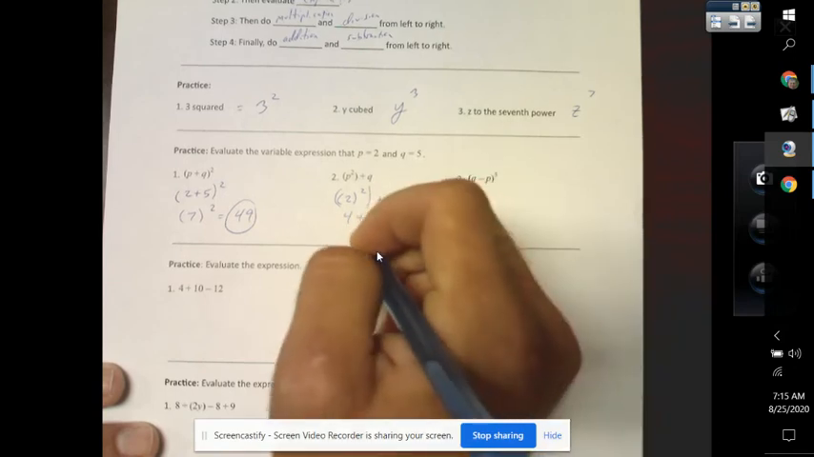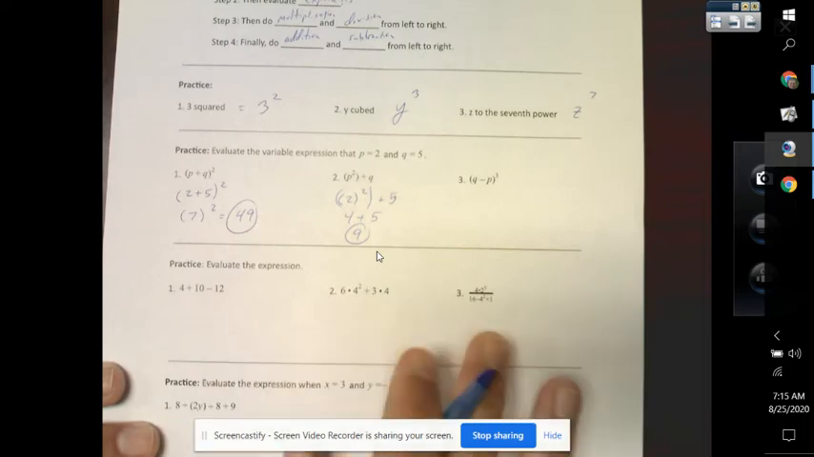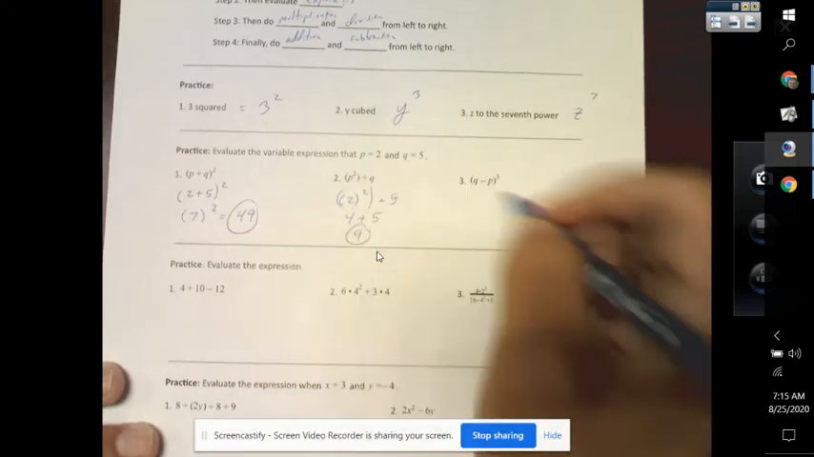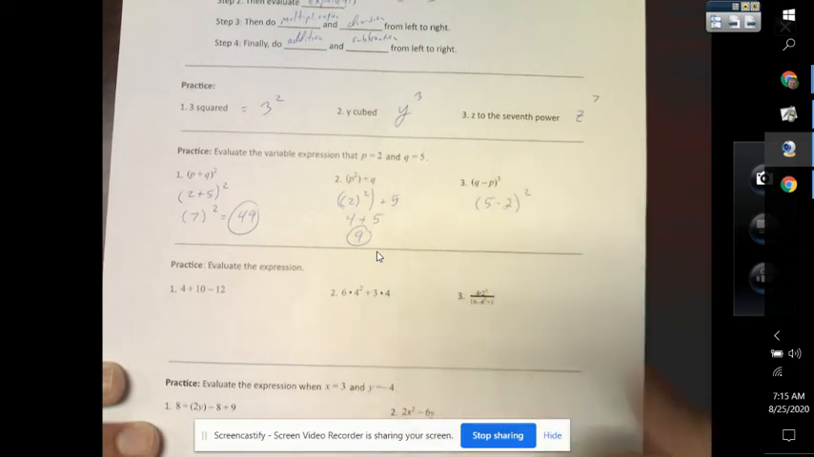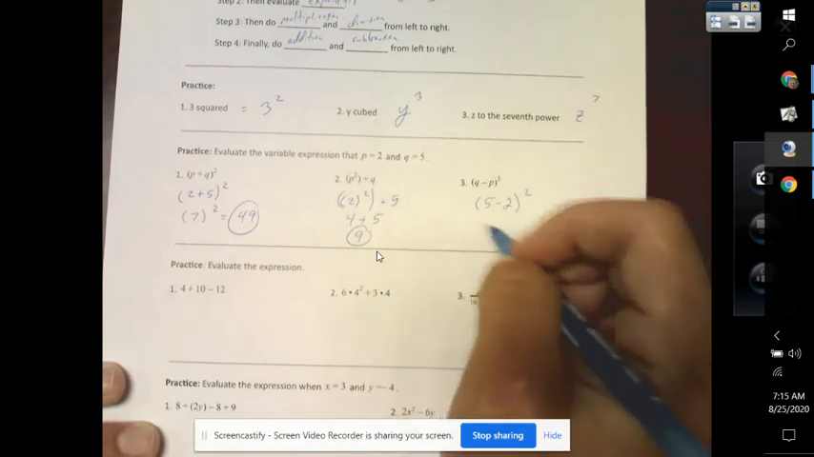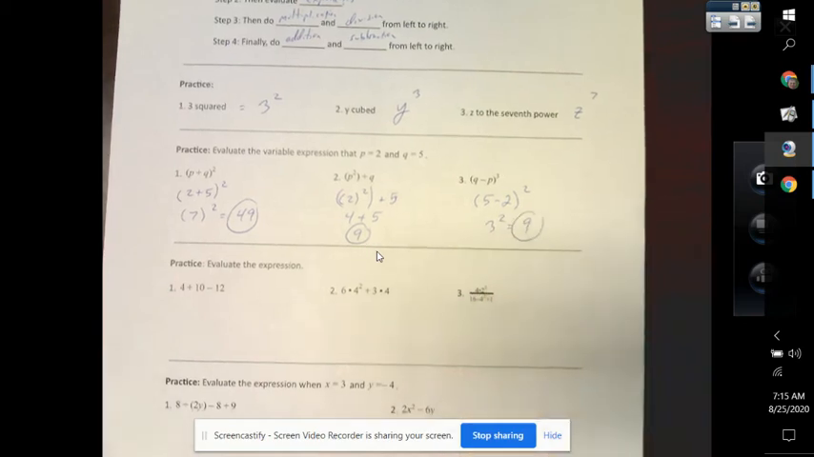4 plus 5, 9. Cool. Okay. Just take your time, go through it. You're good to go. Q minus P. 5 minus 2 squared. Again, work inside the parentheses first. 5 minus 2 is 3. 9. Awesome. Okay.